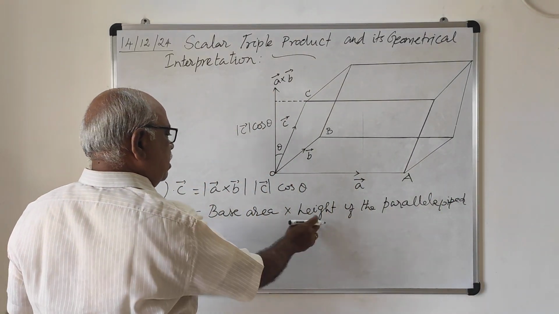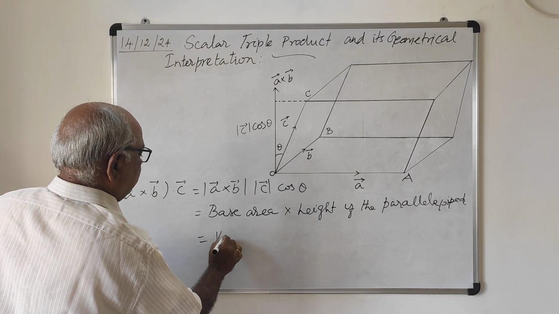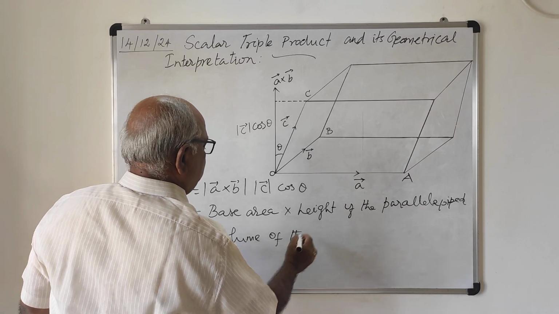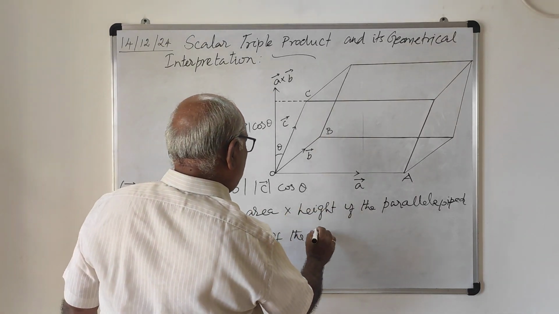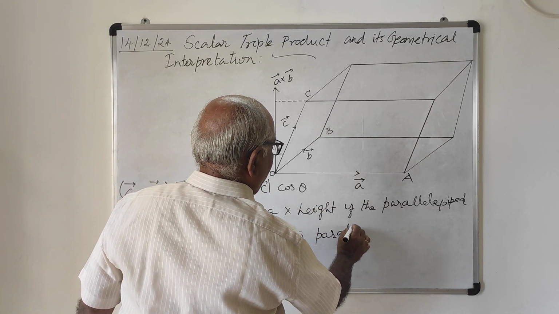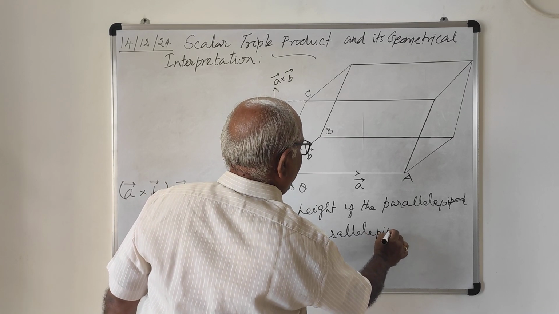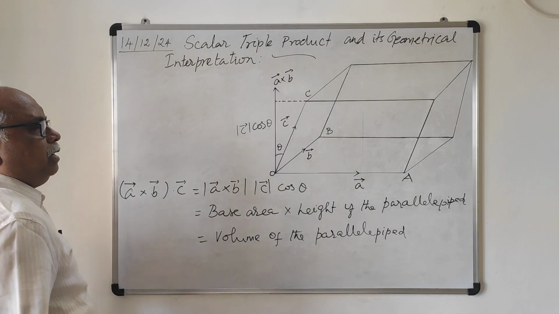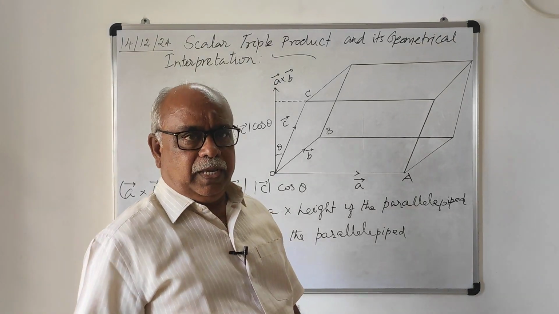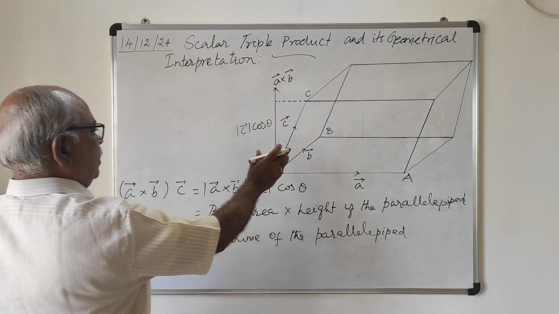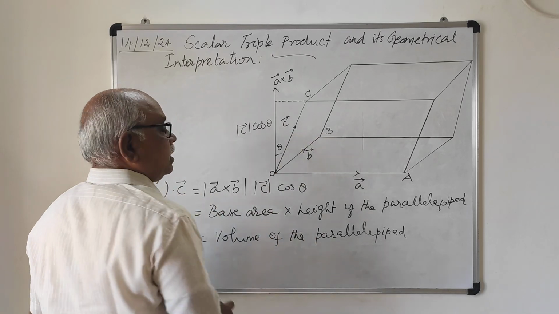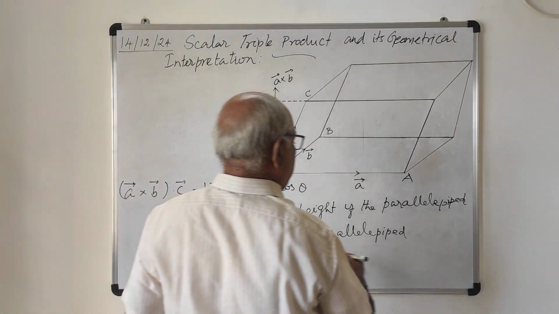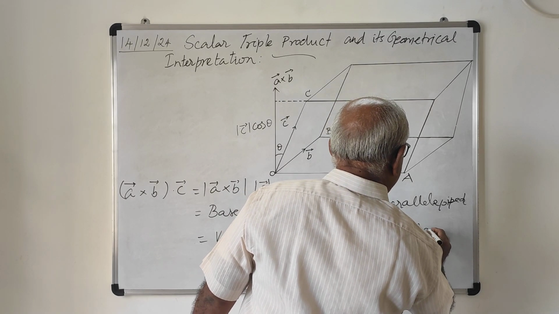So base area times height is the volume of the parallelepiped. So A cross B dot C, the geometrical meaning of A cross B dot C is the volume of the parallelepiped having A vector, B vector, C vector as coterminous edges of the parallelepiped.